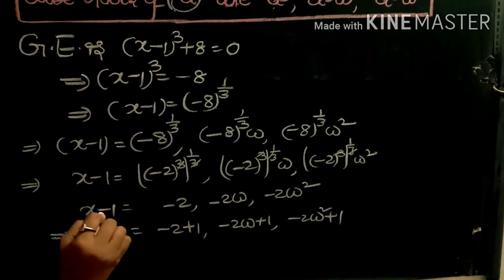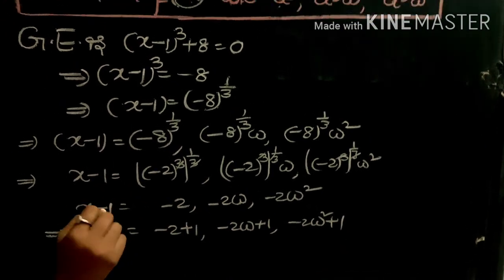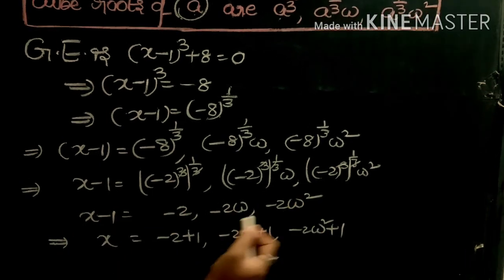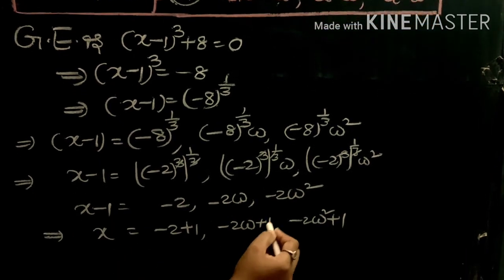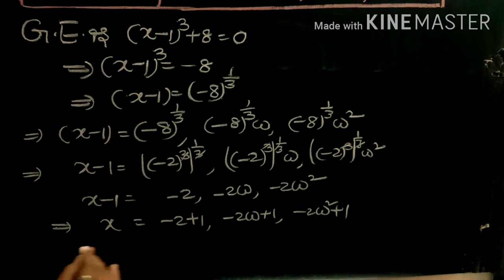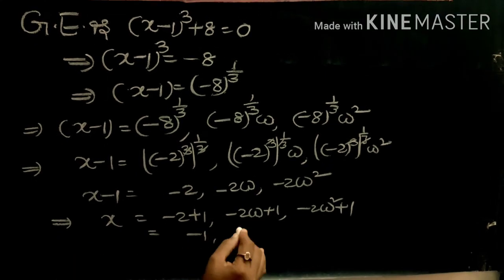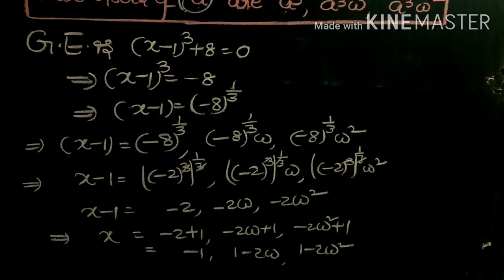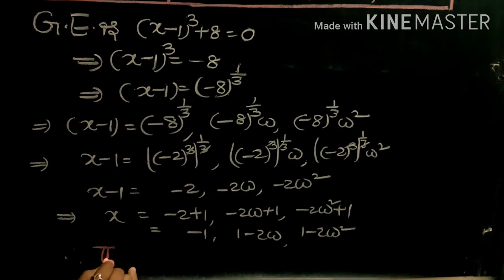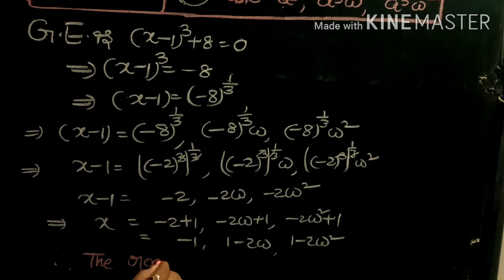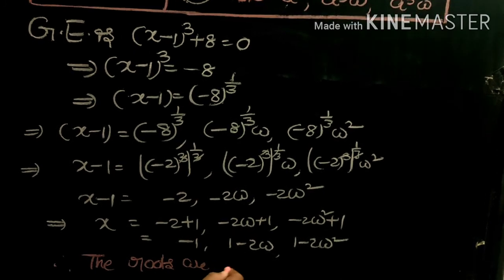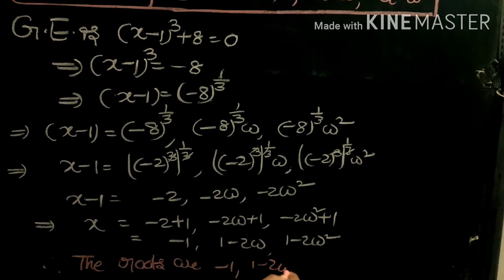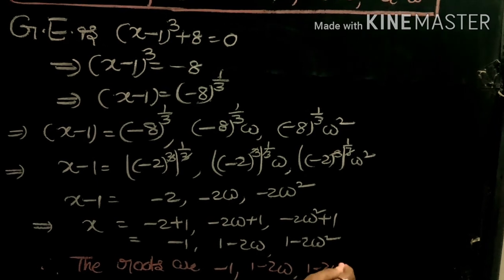That is, writing this minus 1 to that side, just applying this 1 to all these terms: minus 2 plus 1, minus 2 omega plus 1, minus 2 omega square plus 1. That is equal to minus 1, 1 minus 2 omega, 1 minus 2 omega square. Therefore, the roots are minus 1, 1 minus 2 omega and 1 minus 2 omega square.